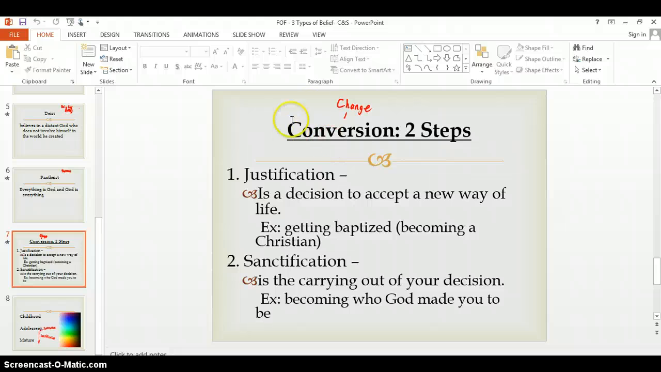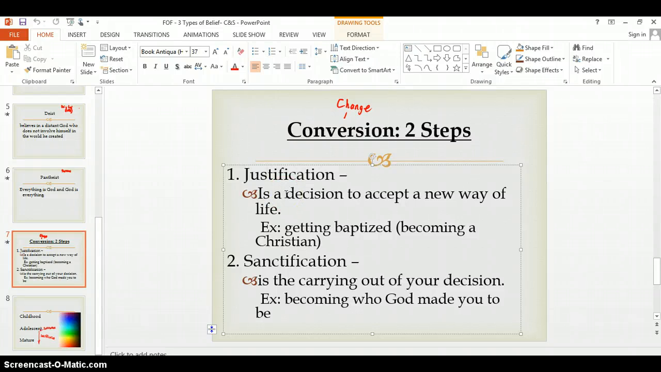Here we go. A conversion is a change, and that has 2 steps. First, your justification, which is a decision to accept a new way of life. That normally happens for us Christians when we're baptized, or if we were baptized when we were a child, then it happens at confirmation, or maybe a later point in life when we accept Christ personally.